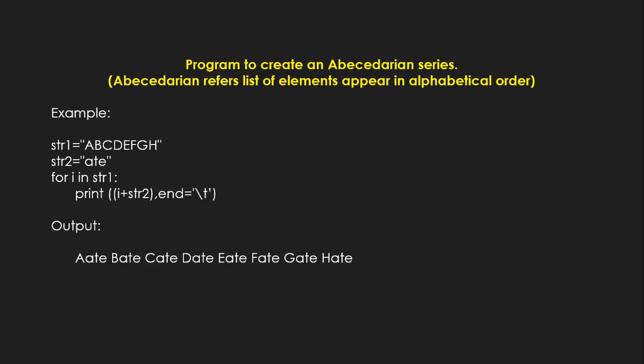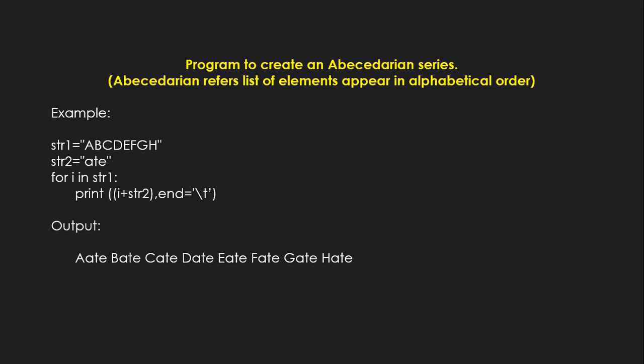Okay, the next slide is another example that you're going to see. This is called the ABCDarian series. What is this actually? A, B, C, D, E, F, G, H. This is a string, all in capital letters enclosed within quotes, stored in str1. str2 is A, T, E. You're going to separate each character out from str1 and add A, T, E to the character that you've separated. That is, if you separate out A and add A, T, E, it is A, T, E.